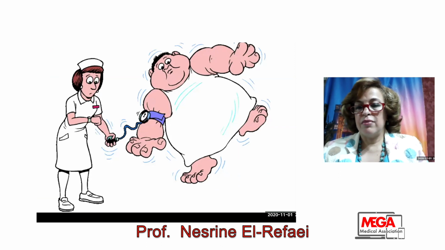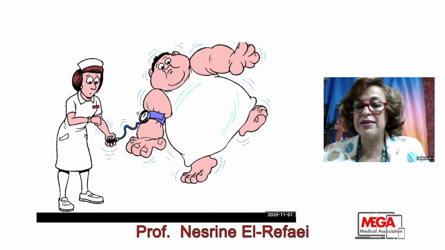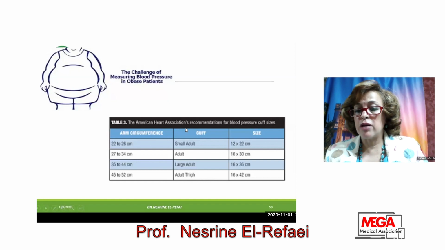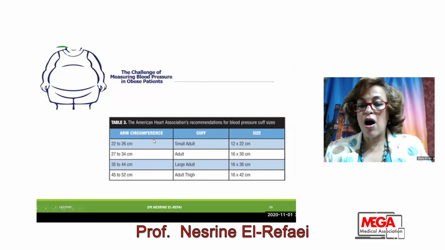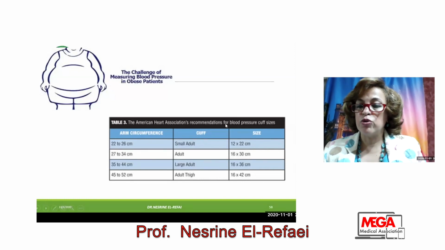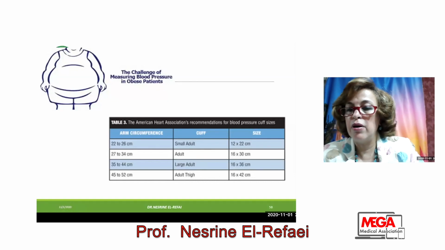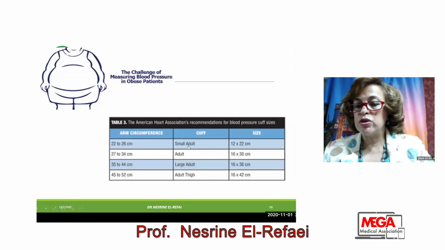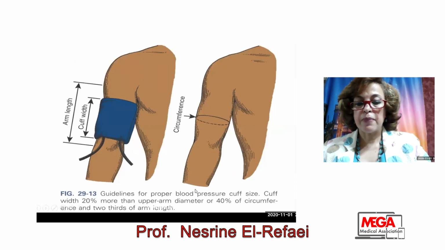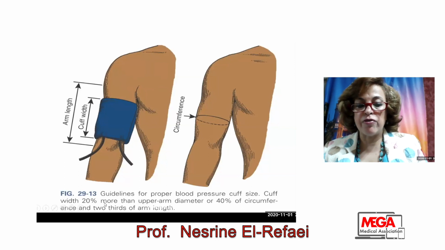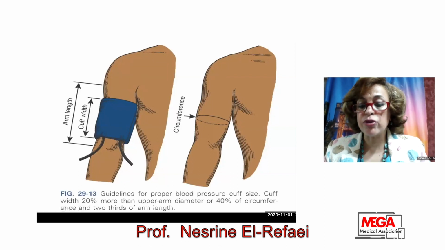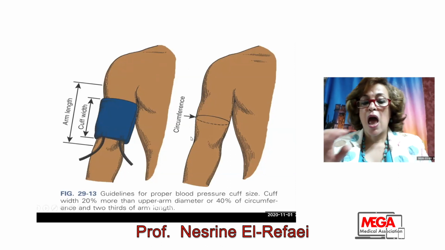Now we come to a very important problem: detecting the blood pressure, simply detecting the blood pressure of the obese patient. It's actually challenging, and the American Heart Association recommends cuff size according to the patient's arm circumference, to take the blood pressure correctly. So it tells you when to use the small cuff or the adult cuff or large adult or adult thigh. But simply, at least keep the cuff width 20% more than the upper arm diameter, or 40% of the circumference and 2/3 of the arm length.